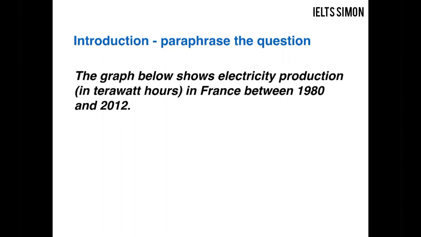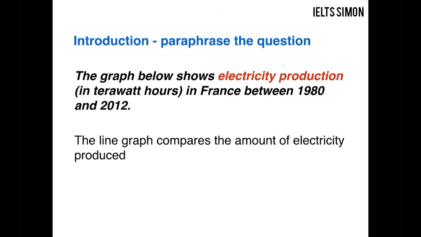The graph below shows electricity production in terawatt hours in France between 1980 and 2012, and we're going to just try and change a few words in there. We start with the graph below shows, and we can change that to the line graph compares. Then electricity production, we can change that to the amount of electricity produced.